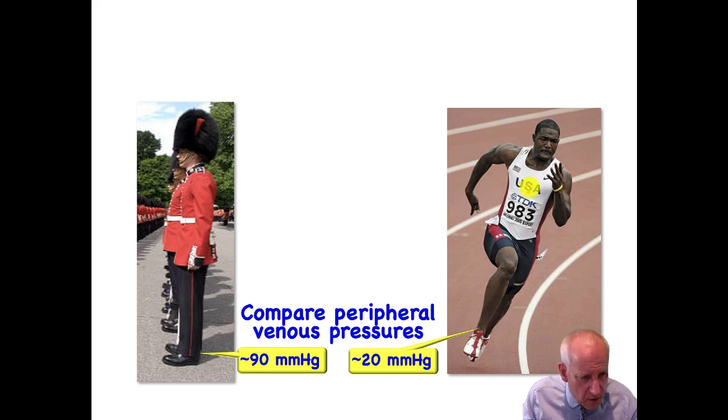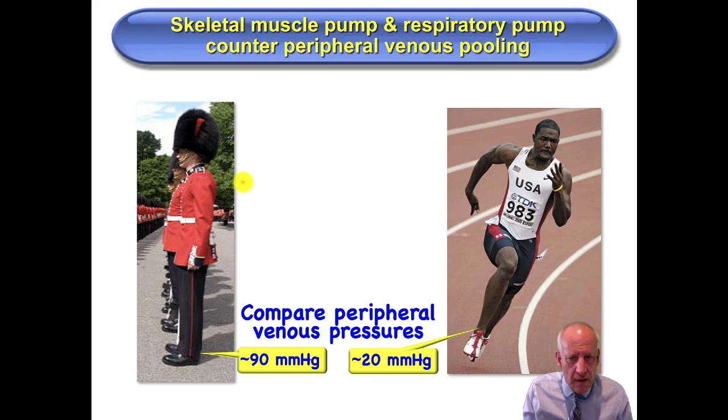There is another reason why the venous pressure in this man's feet is much lower. That is because he is breathing rapidly and deeply, and the abdominal thoracic pump is also working to vigorously draw blood back to the thoracic compartment. So both the skeletal muscle pump and the abdominal thoracic pump, the respiratory pump, counter peripheral venous pooling. And I can show you proof of that.